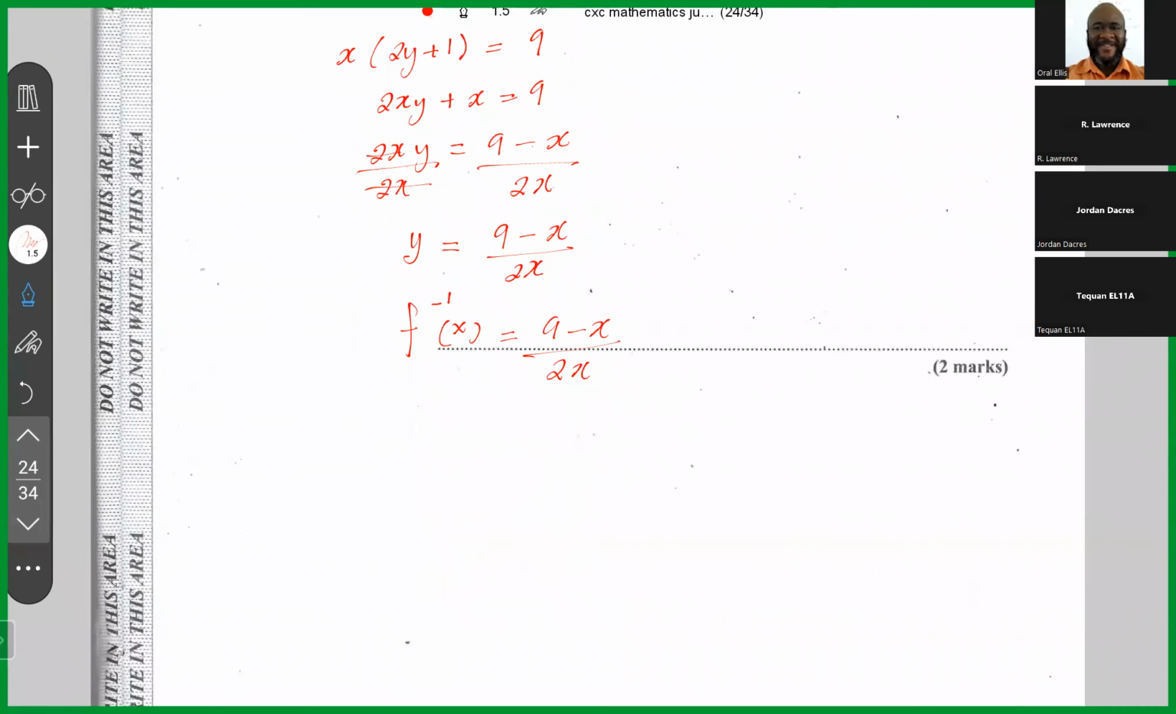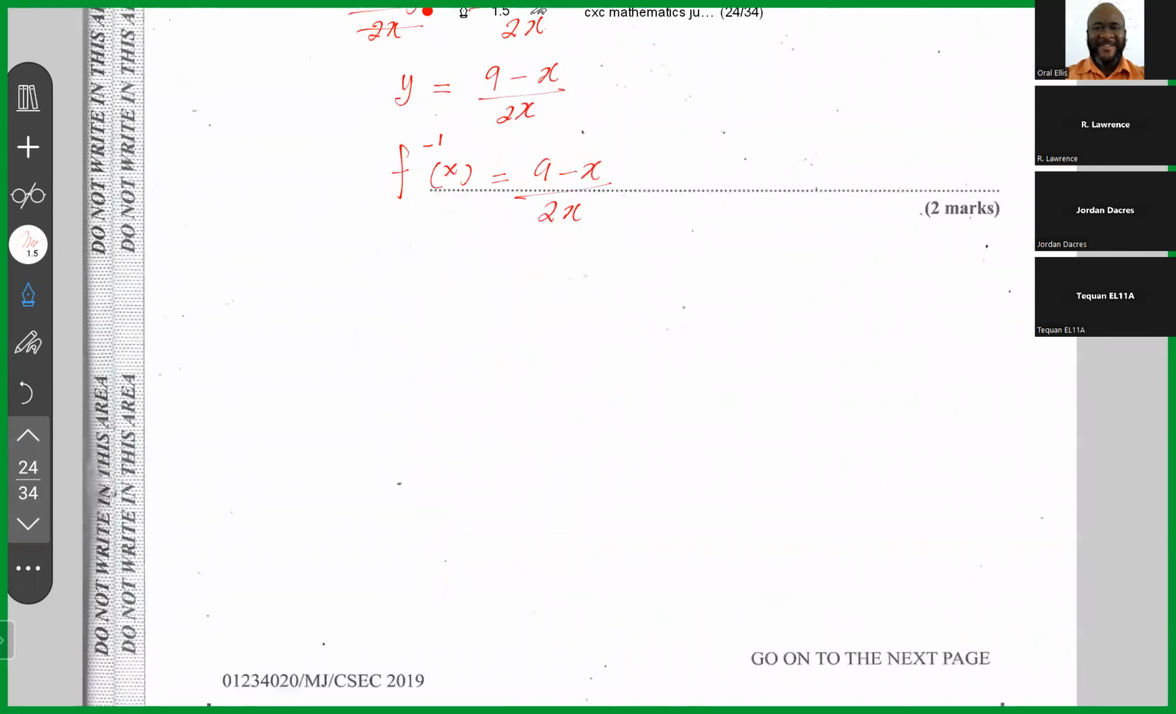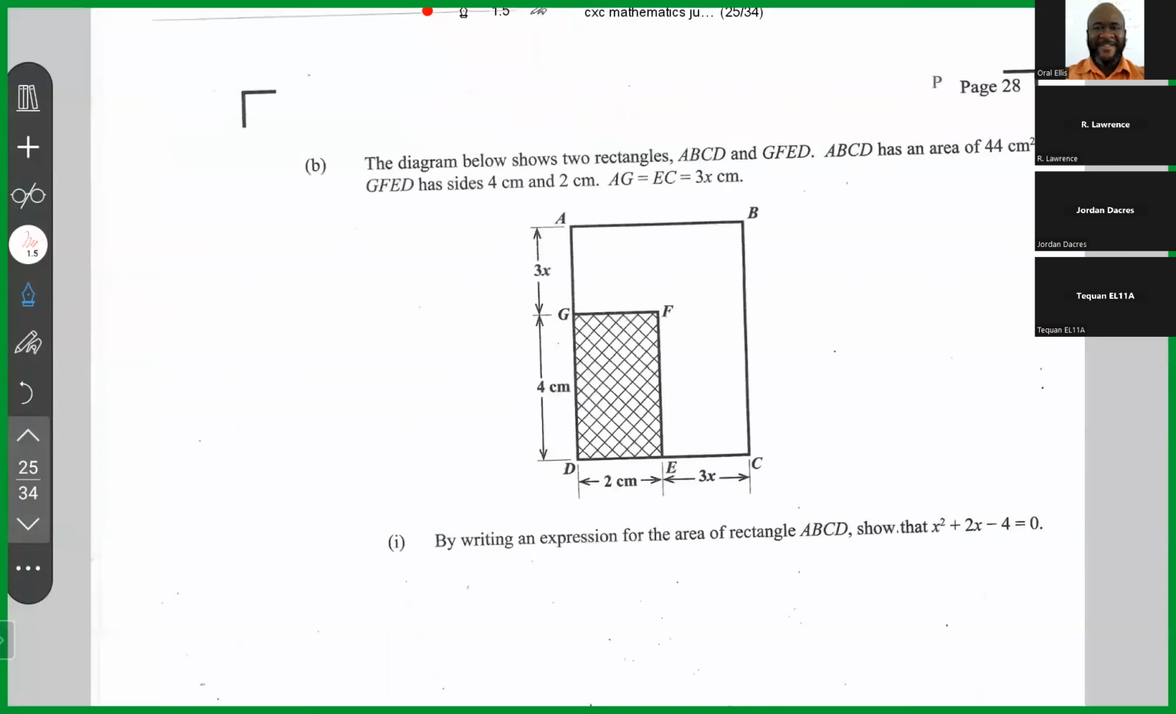All right, let's see what's next. Still in question number 8. Question number 8b says the diagram below shows two rectangles, ABCD and GFED. ABCD has an area of 44 centimeters square. So the area of ABCD is 44 centimeters square.